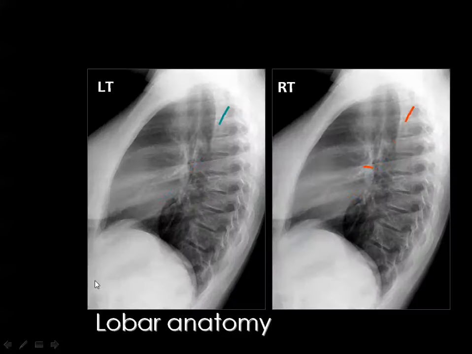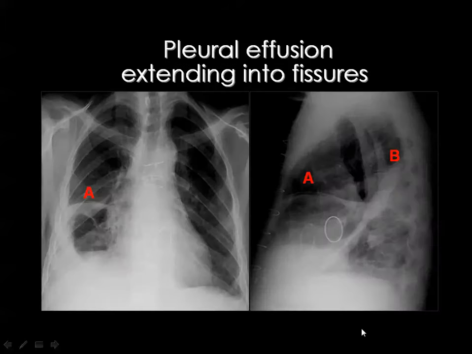lung zone lesion. But if you have a lateral view as well, then you should locate the lesion in a lobe, because you know that on the left side there is a major fissure, and on the right side there is a major and minor fissure. Then if the lesion is here, this is left upper lobe; if the lesion is here, this is the middle lobe; if the lesion is here, this is the right lower lobe.